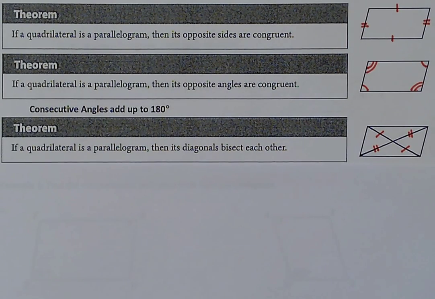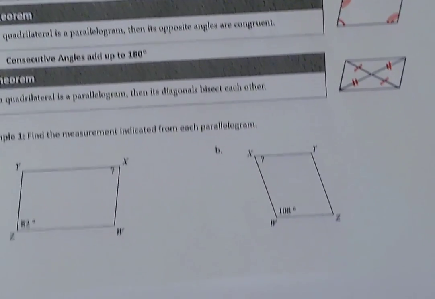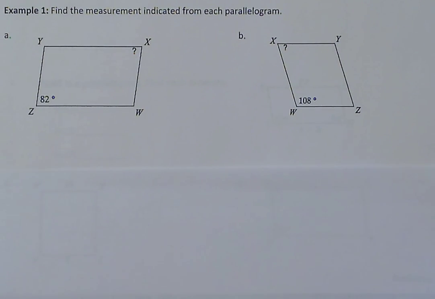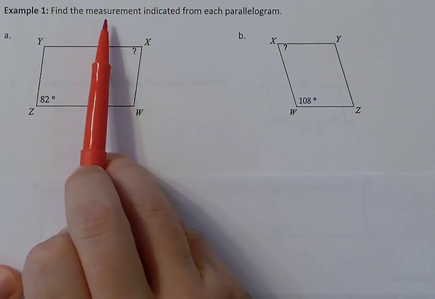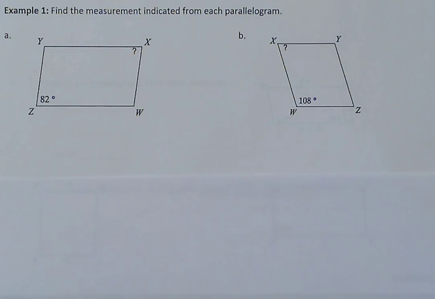So with that said, let's go ahead and get into our first example for today and utilize some of these properties. Okay, example 1 states, find the measurement indicated from each parallelogram. So it's either going to be an angle measure or a side length, and we need to use the properties that we just talked about to help us figure them out.